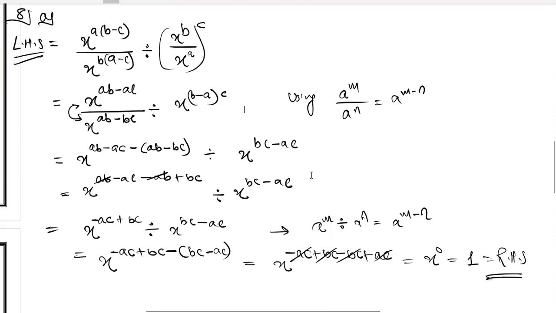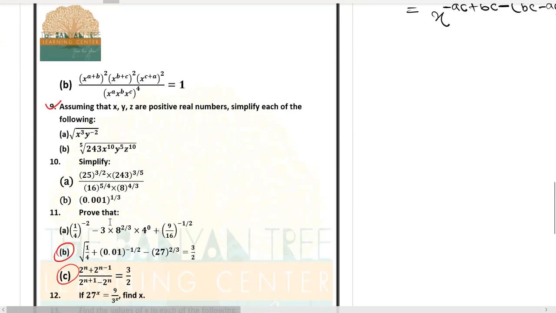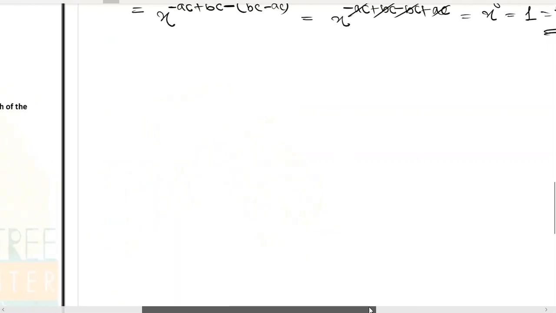Your next doubt is question number 9. Let's see what is it. Question number 9. Assuming that x, y and z are positive real numbers, simplify each of the following. Let's do it. It seems very simple. Question number 9.